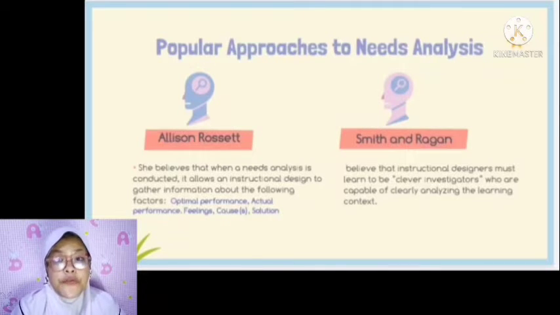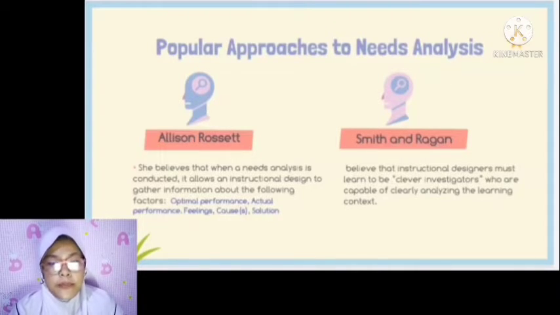Okay, so first is optimal performance. So instructional designers consult a variety of sources such as experts, documentation, standards, practices, tasks, and tests. Second, actual performance. Instructional designers can use employee performance records, observation, and interviews to help gather data. Third, feelings. So instructional designers want to know how individuals feel about the topic, training about the topic as a priority, and their confidence surrounding the topic.